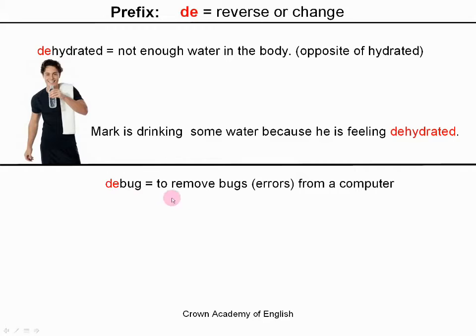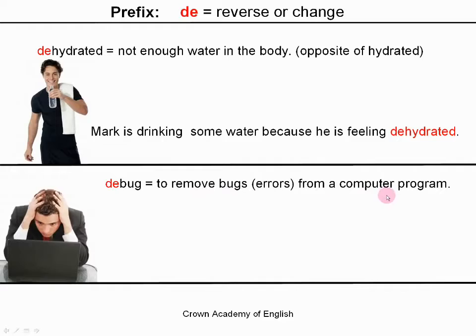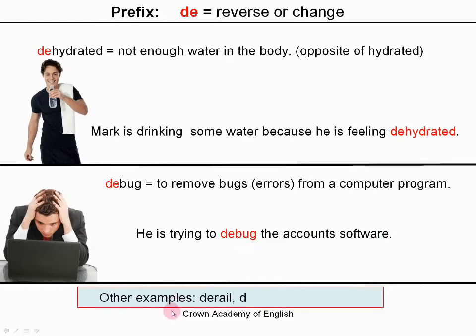Debug, to remove bugs or errors from a computer program. Okay, so originally bugs were put into the program accidentally, and debug reverses the process. We remove bugs. He is trying to debug the account software. Other examples, derail, de-ice, decaffeinated. And here we can see the hyphen in the middle.